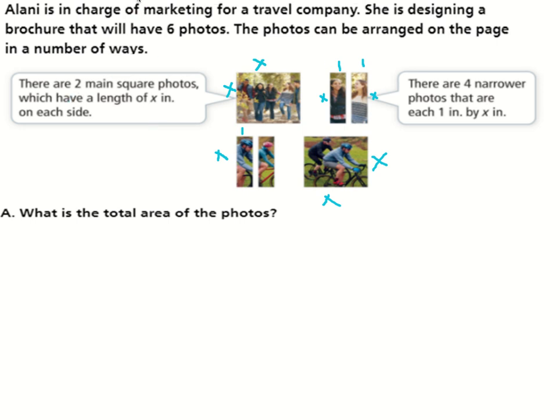So first what we're going to do is find the area of just one of these little photos. For one of the small rectangles, that's x by 1. That's just length times width, which is just going to be equal to x. And it looks like there's 1, 2, 3, 4 of those. So I can multiply that by 4. So the little rectangular photos have a total area of 4x.